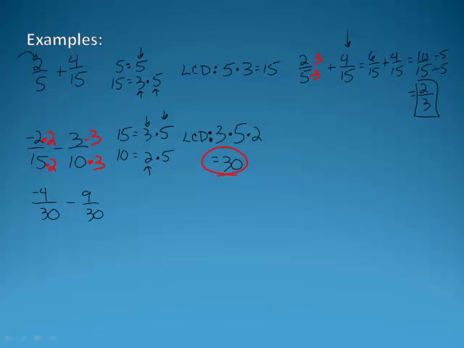We now have a common denominator, so we can do the math up top and write it over the common denominator. Negative 4 minus 9 is the same as negative 13 thirtieths. Can't be reduced. That is your final answer for that particular problem.